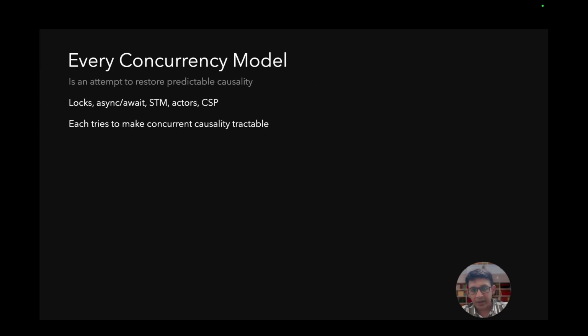Now, every concurrency model is basically an attempt to restore predictable causality. Let's look at a few of them. Locks and mutual exclusions force sequential execution. They turn concurrent causality into linear causality. But the cost is complexity of lock ordering, deadlock potential, and performance issues.